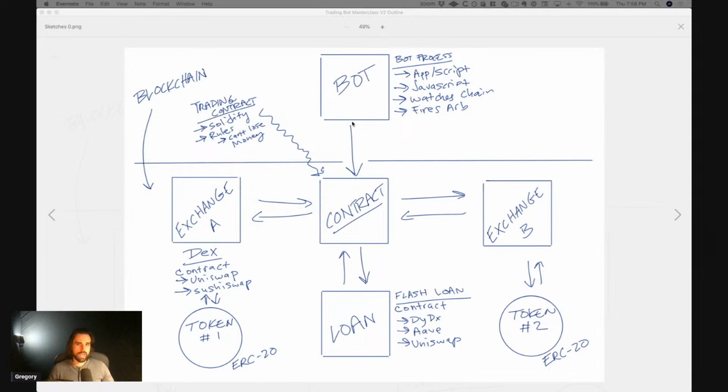The bot is its own app written in JavaScript that watches the blockchain for these different price discrepancies. And when it finds one, it talks to your trading contract and tells it to do the arbitrage trade. Then that contract takes out the loan, buys a cryptocurrency on one exchange, and sells it on the other exchange. So here's the blockchain side. Here's the internet side, or your computer, or wherever you put your bot. And that's what it's for.